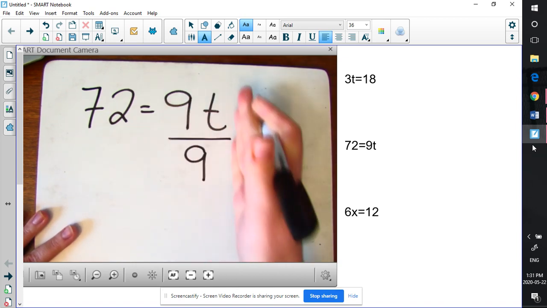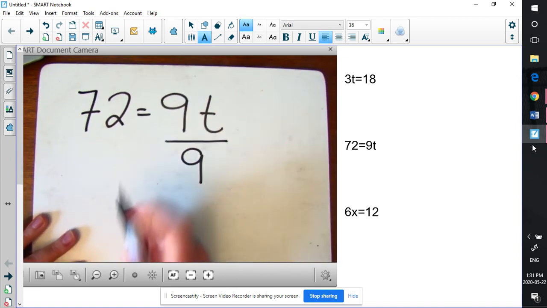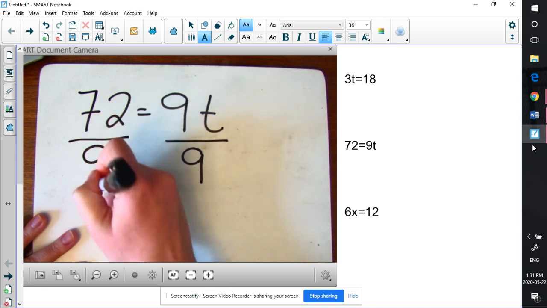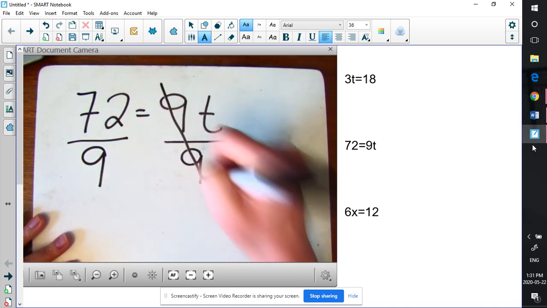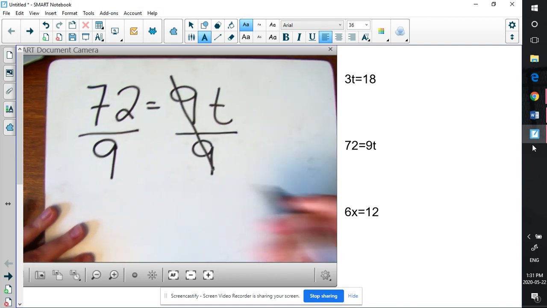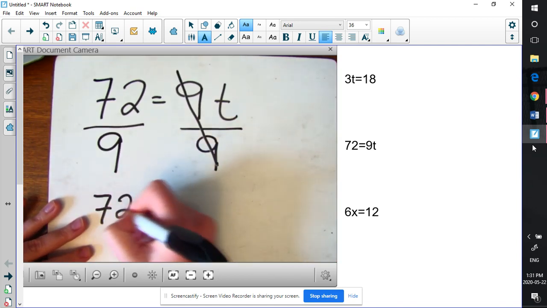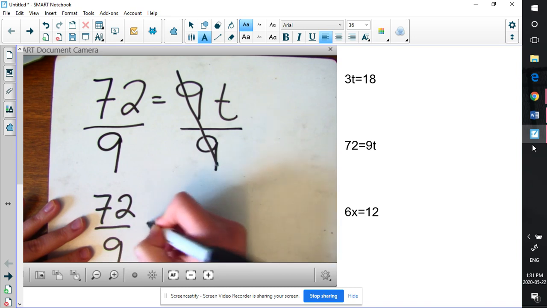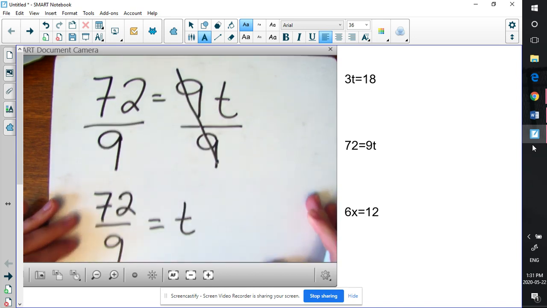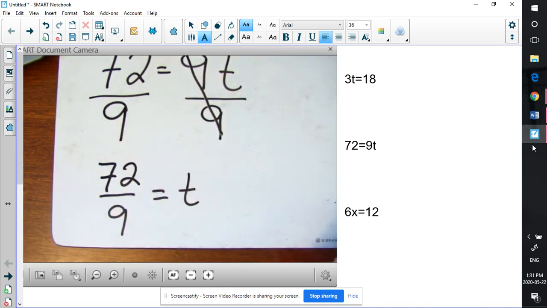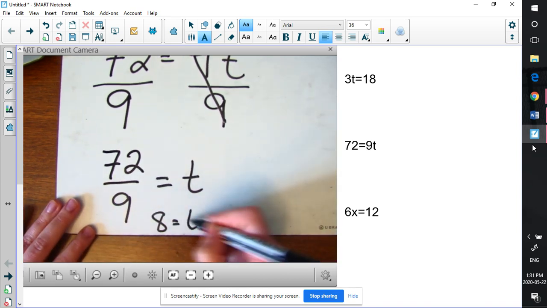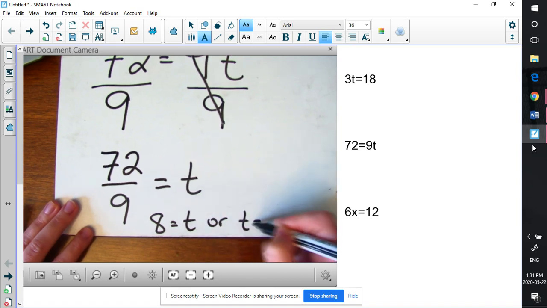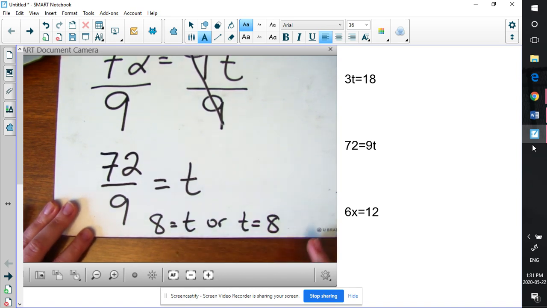Now, whatever I do to this side, I've got to also do to this side. So I'm going to divide this side by 9 as well. Now, these 9's cancel, so I can cross a line through them. Now, what I have left is 72 divided by 9 equals t. 72 divided by 9 is 8. So your answer is 8 equals t or t equals 8. Either of those would work.